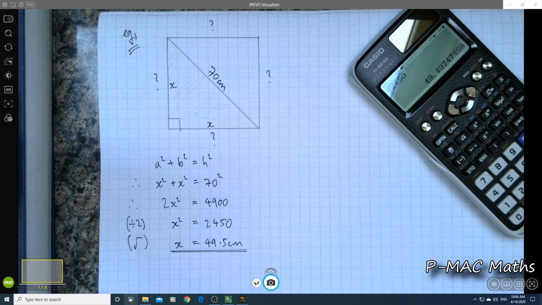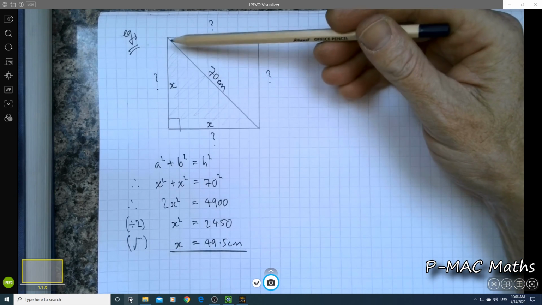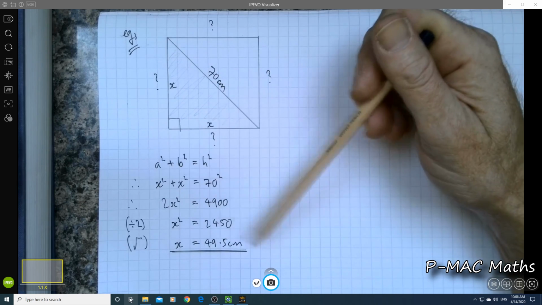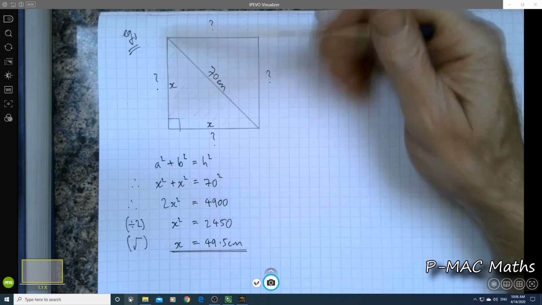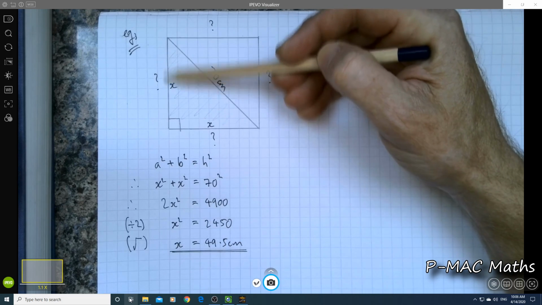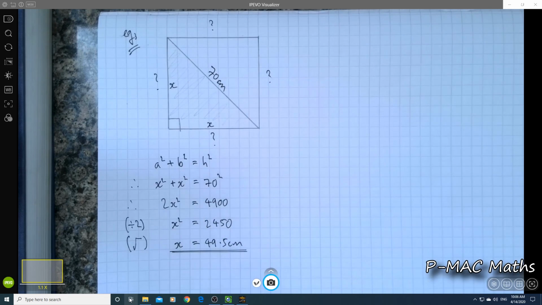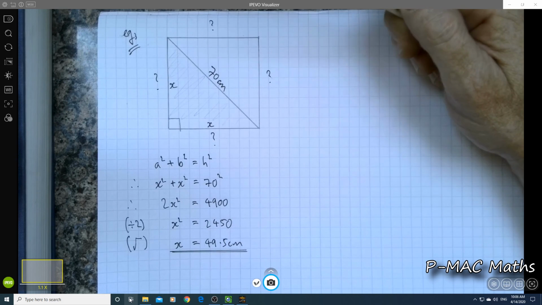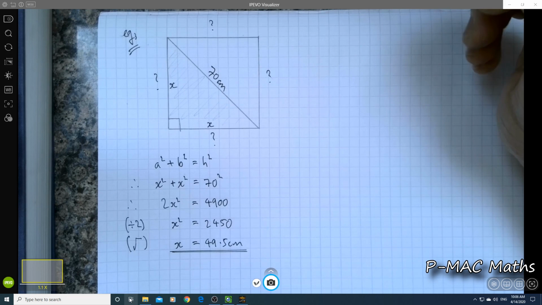Now it's at this stage I might decide to apply a little bit of common sense. I'm working with a square that has a diagonal of 70 centimetres. So if I do my calculation here, and for some reason I get the answer of 146 centimetres for x, I would be a bit suspicious of that as an answer, because x is going to be less than 70 because it's a shorter side. So try and keep an eye on your calculations for any numbers that are popping up that look a little bit ridiculous and not quite what they should be.